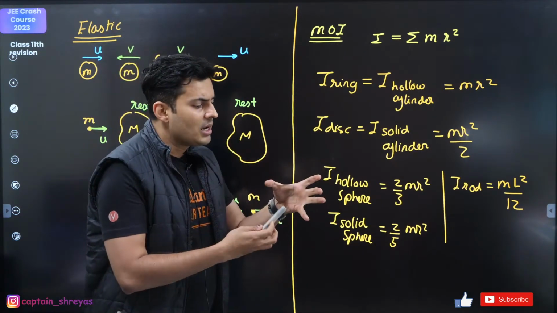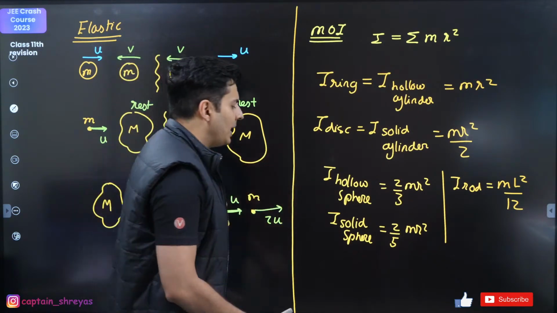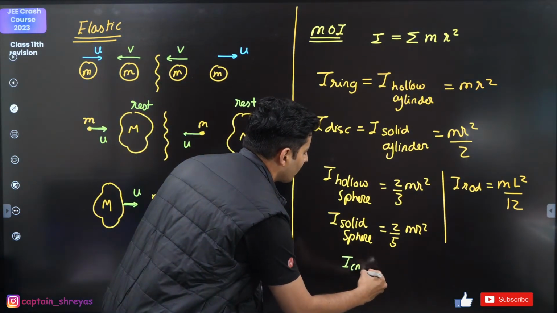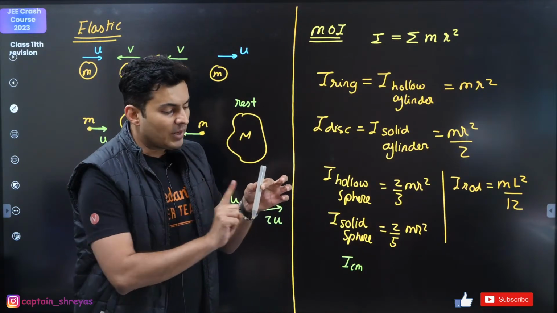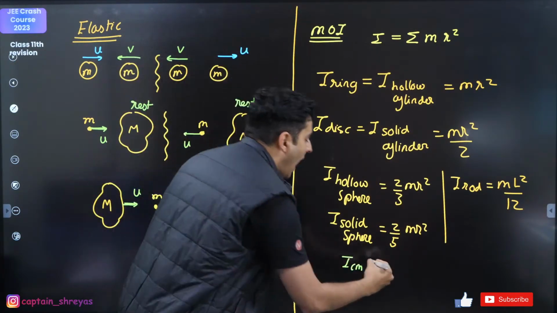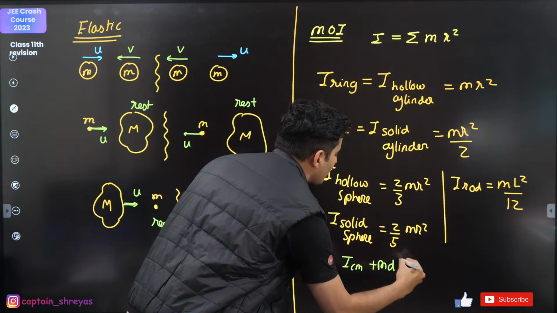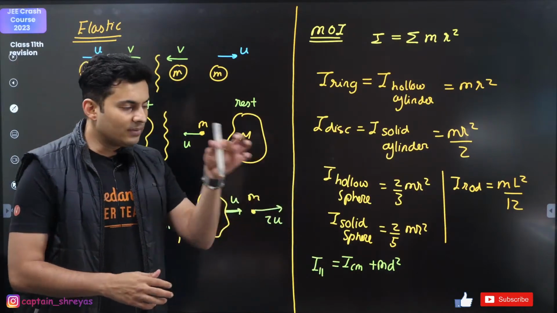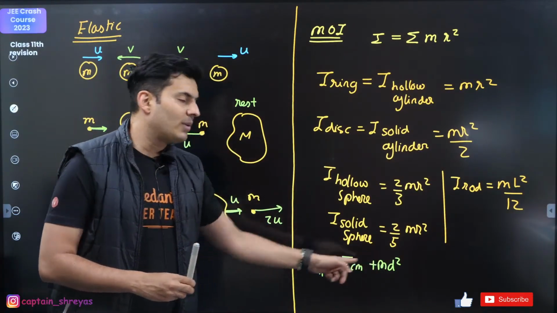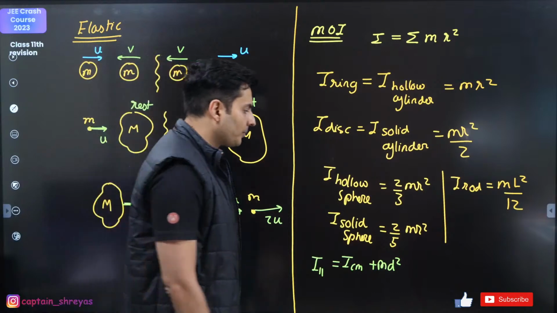So if you have a body and you know the moment of inertia about the center of mass, let's say it is ICM. Now you take another axis which is parallel to it, separated by a distance of d. So you add the mass of the body into d square, and you get the moment of inertia about the parallel axis. You shift the axis parallelly from the center of mass, that is the parallel axis theorem.